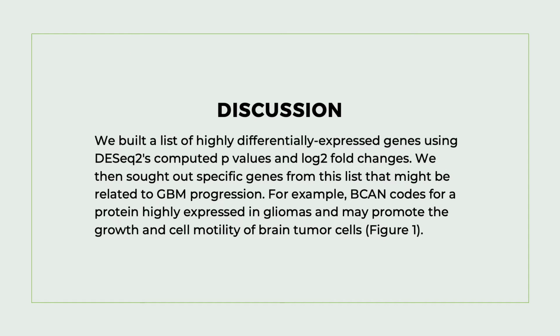Moving to the discussion section, we were able to rank the differential expression of over 60,000 genes by the p-values and log2 fold changes computed by DE-seq2. From a shortened list of the genes more significantly differentially expressed, we sought out genes that might be related to glioblastoma etiology and progression, as these genes are important to accurately recapitulate expression in preclinical models of the disease.